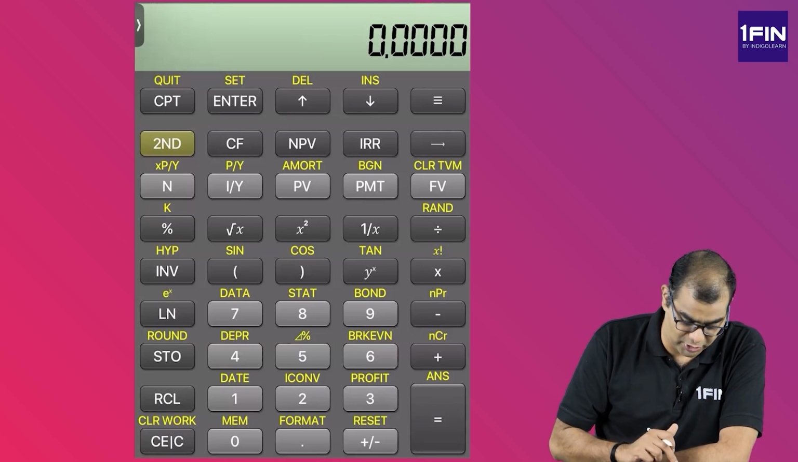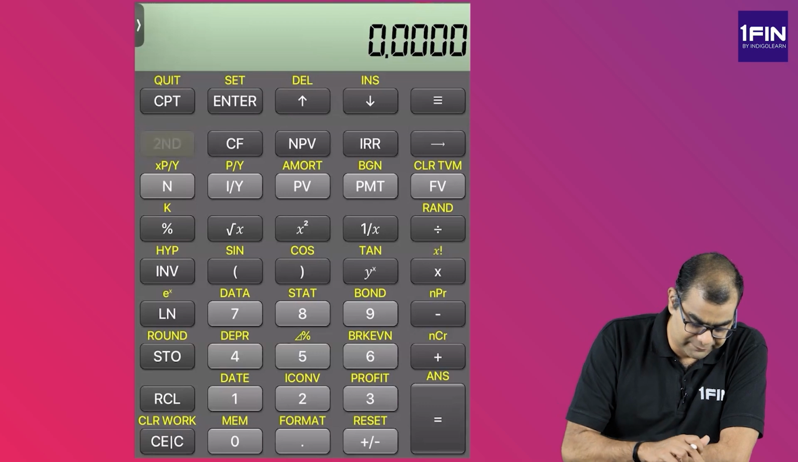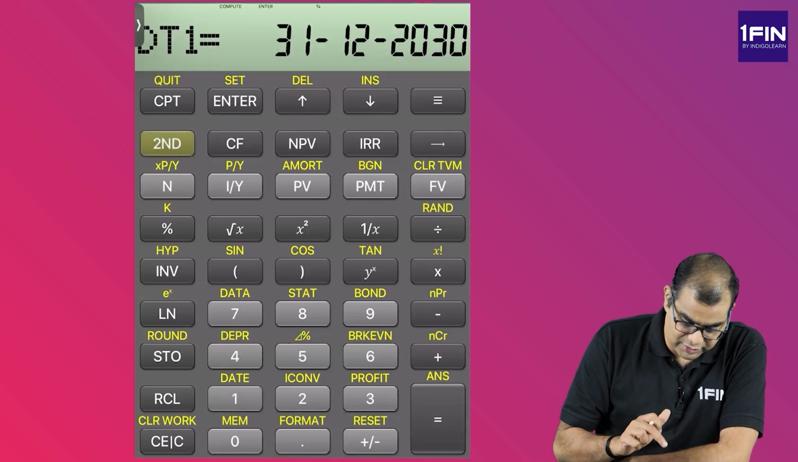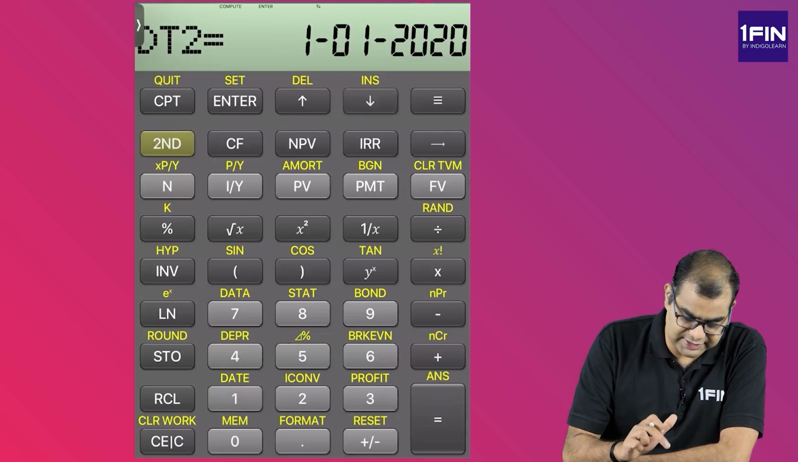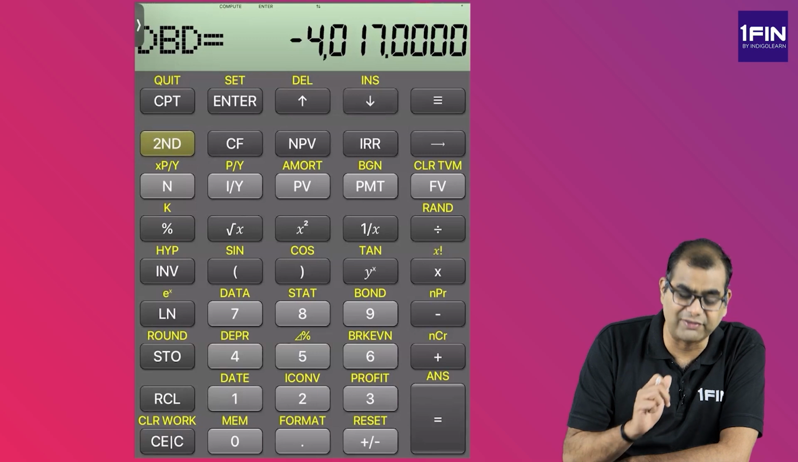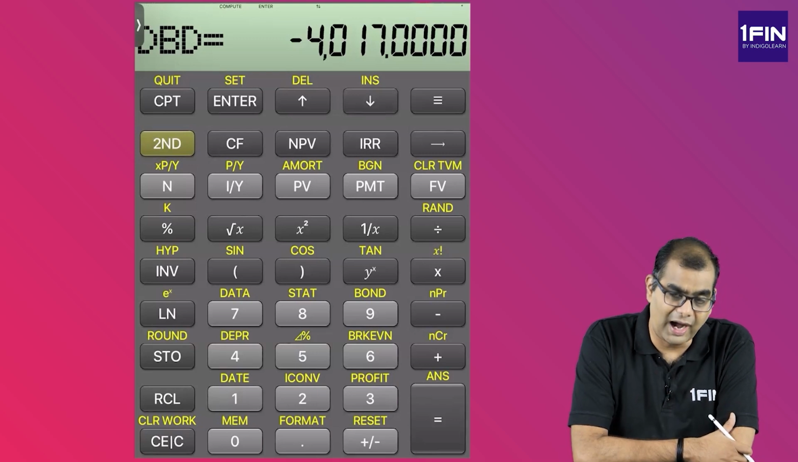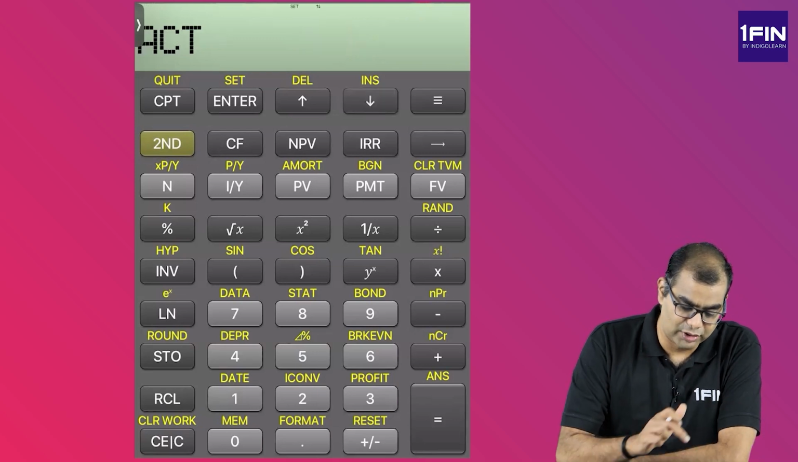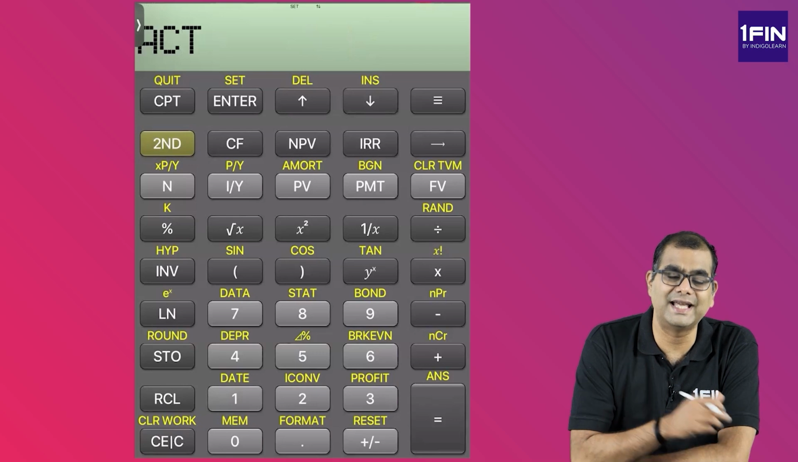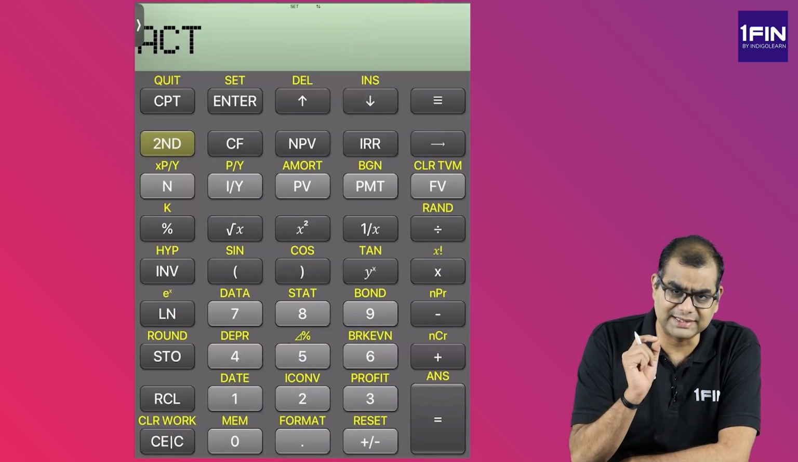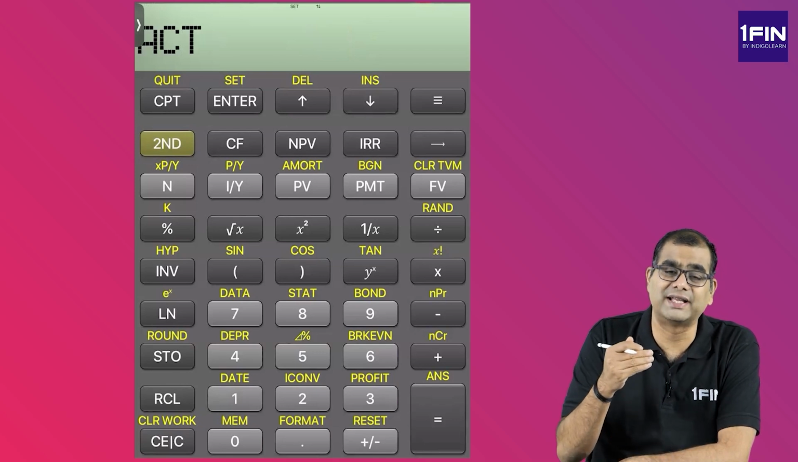And in this, there is one more pointer. I don't think we discussed this properly. Second date, first date I have given this, and second date I have given this, third date I have given this. Now, here, after this, you press one more arrow, you get ACT. What is ACT? ACT is actual. So it has given us the actual dates.